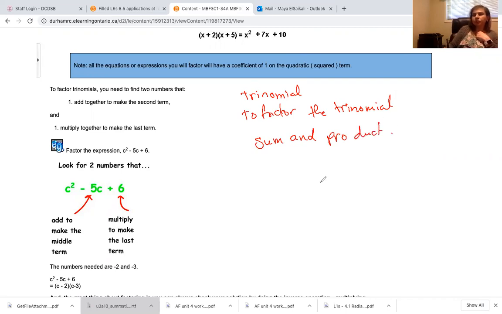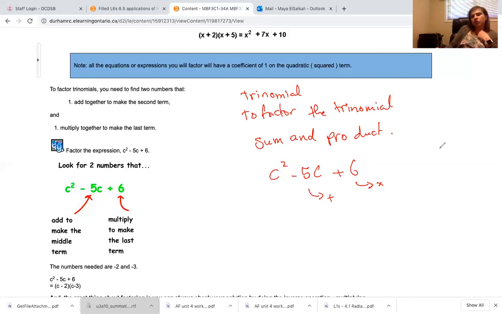All right, so remember that the middle term was the sum of the two factors, and the last term is the product of the two factors. Okay, so if I have this example here, which is c squared minus 5c plus 6, I'm going to have to look for two numbers that multiply to the last term and add to the middle term. So multiply to 6 and add to negative 5.